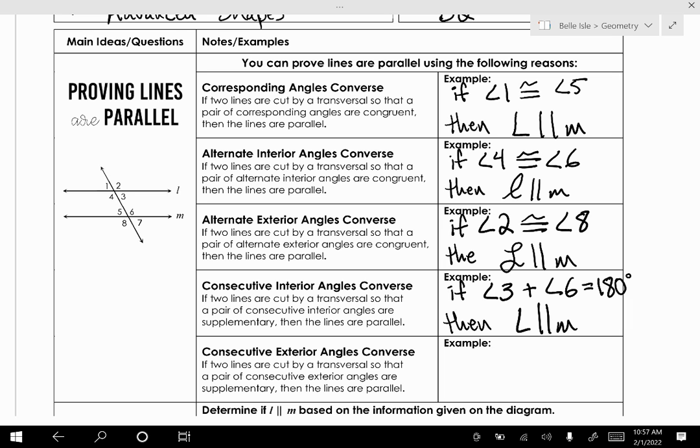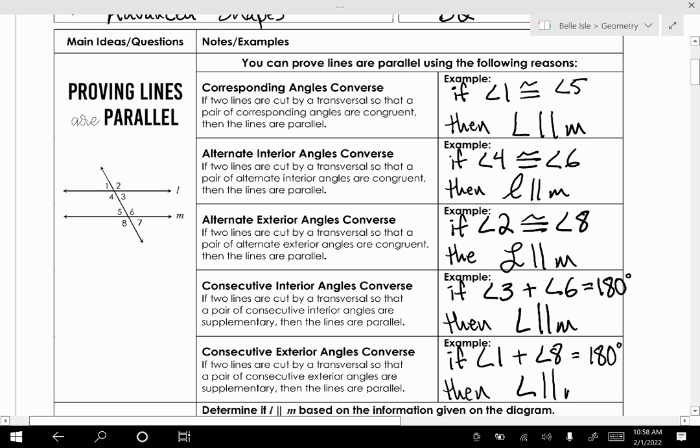Okay, last one of these proofs. We're going to say consecutive exterior angles. Okay, same thing, two lines cut by a transversal so that a pair of consecutive exterior angles are supplementary. So we're going to say if angle 1 and angle 8 equal 180, then line L is parallel to line M.